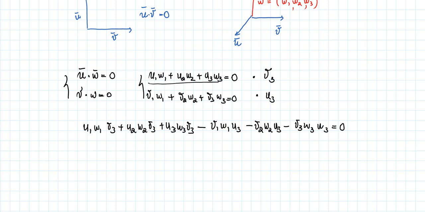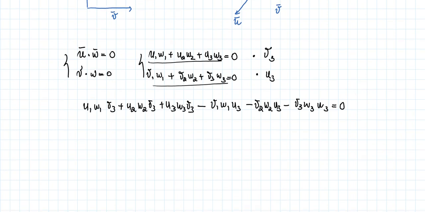So I subtracted the second from the first, where the first one is multiplied by V3 and the second one by U3. I would like to write this down in a different form. I would like to find omega 1 from all of these terms. So where do you see omega 1? Omega 1 is here and here. So let us take out omega 1 from those two terms. What is left is U1 V3 minus V1 U3, right?